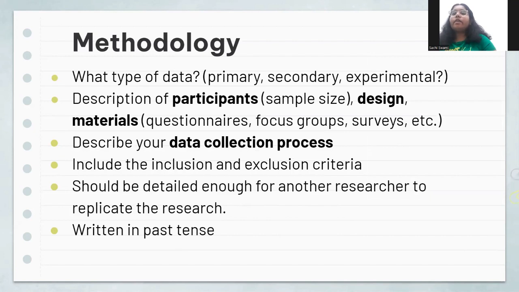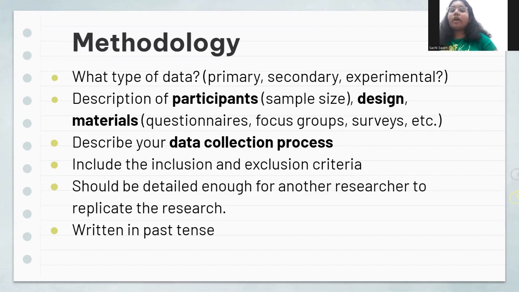Right. Moving on to the method section. The methodology is where you describe how you carried out your study or your research. What type of data did you use, primary, secondary, or experimental? Describe the participants if you're doing a survey, or if you're doing focus groups like Trisha discussed. What was the sample size? What was the design? And what materials did you use? Did you use a questionnaire, a focus group, surveys, whatsoever? If you're doing a lab report, then you have to mention what materials you used.